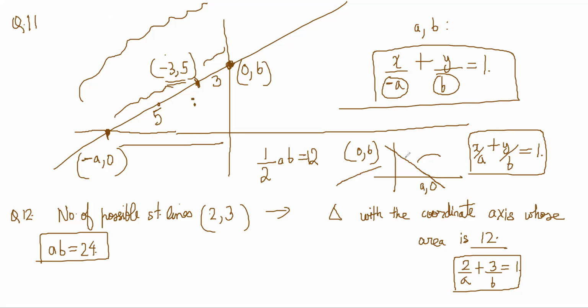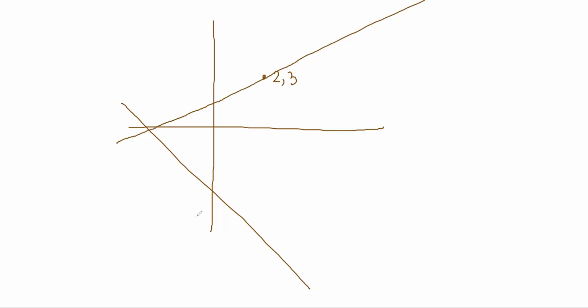It could be like this maybe, or it could be like this also, right? What I'm saying is basically (2, 3) is here. It cannot be like this, because it won't include that point. It could be like this, or it could be like this. These are the three cases, right?